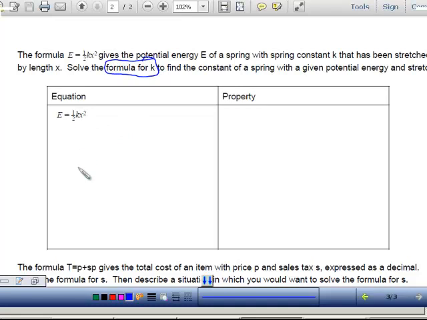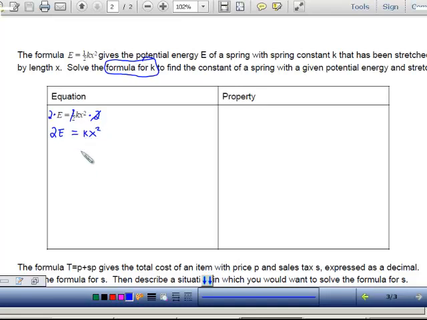There's k. Well, how do we get k by itself? Well, there's a couple things we can do, but the first thing I notice is I got this 1/2 here. So, in order to get rid of this 1/2, I need to multiply it by its reciprocal. And the reciprocal to 1/2 is 2. Well, if I do that, then the 2 and the 1/2 cancel because 1/2 times 2 is 1. 2 times E is just 2E, and that equals kx squared.